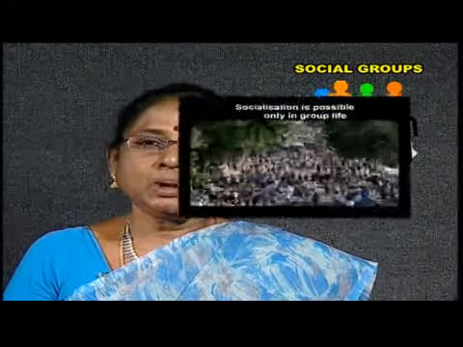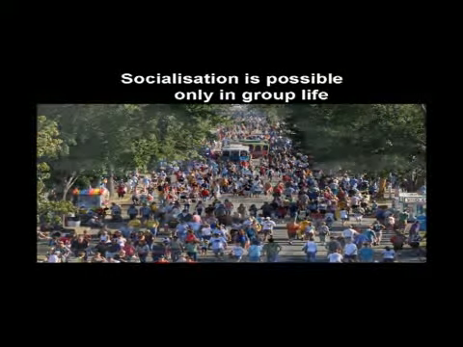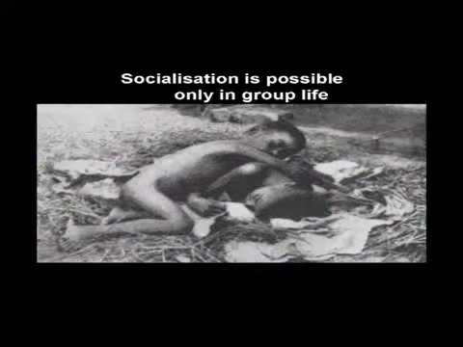socialization is possible only in group life. Man learns the norms and expected behavior pattern only in group life. The case of Kamala, a child discovered in a wolf den, had no human qualities. She walked on 4 legs and could not use any language even at the age of 8. It was due to seclusion from social life.